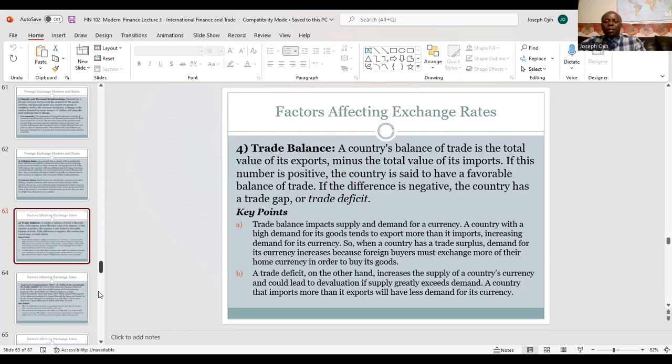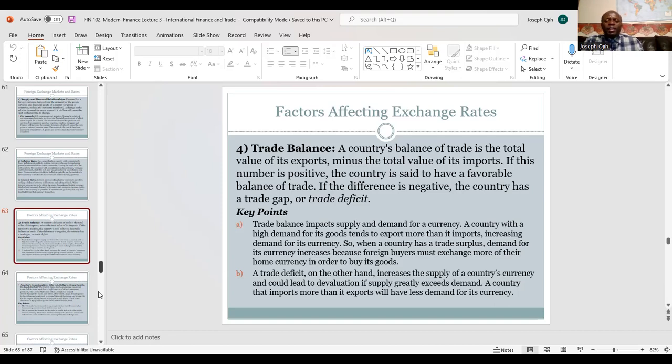So the trade balance impacts supply and demand for currency. Why? Now, if a country has a high demand for its goods and services, let's say the country is exporting more goods, that means selling more goods than it is buying. It means that there's a high demand for what the country makes. And to pay for those goods and services, their customers have to change their currency to the country's currency. That will cause its currency to appreciate. So what am I saying here?